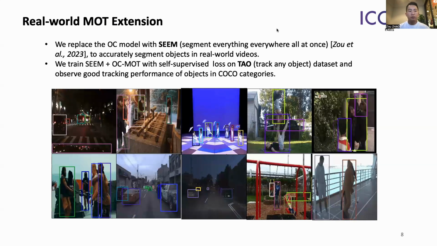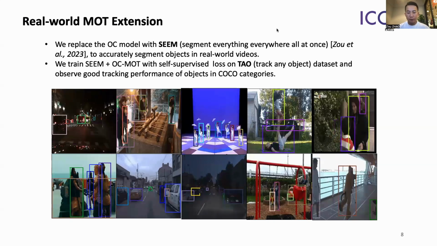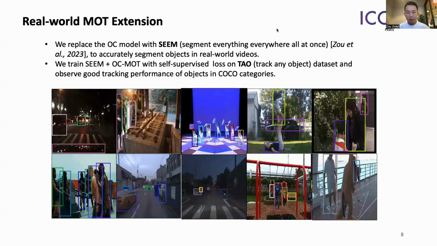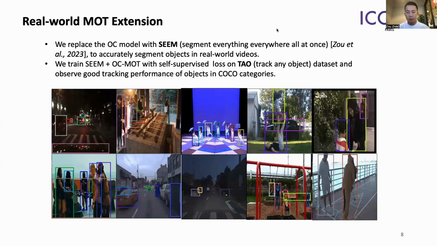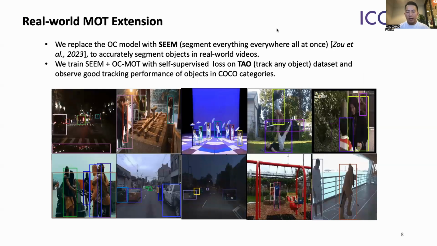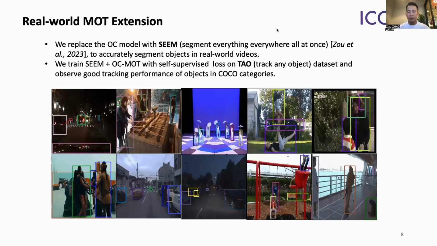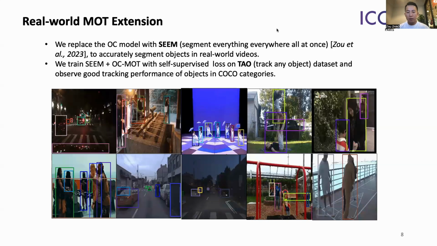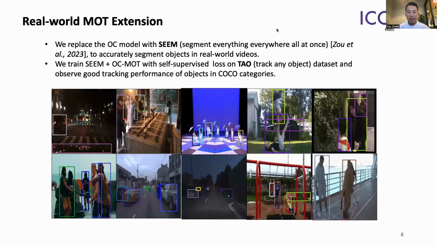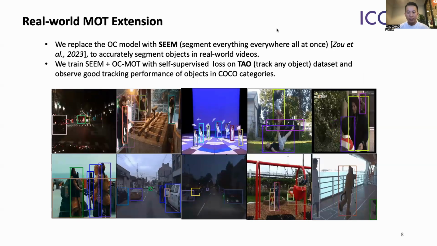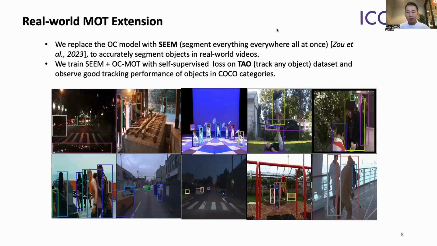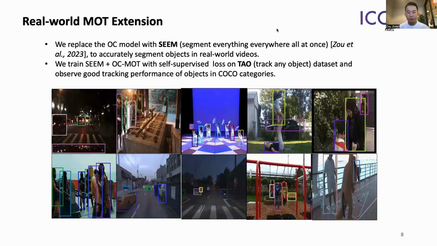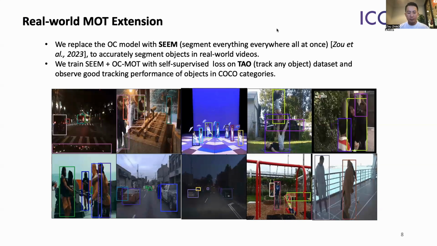So to extend our work to real-world video, one possible solution is to replace the OC model with a strong real-world segmentation model like SAM to accurately segment objects from the COCO categories. So after that, we train OCMOT with the self-supervised loss on the TAO (Track Any Object) dataset. Impressively, our method also shows good tracking performance for real-world object association, even for the hard cases.